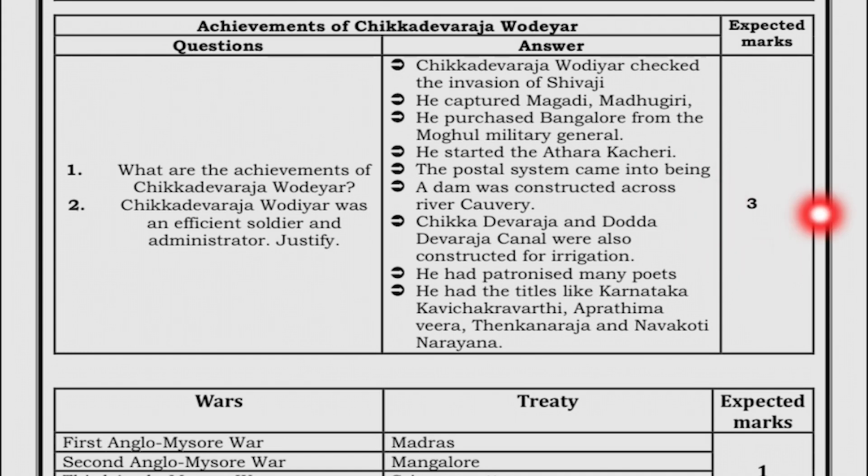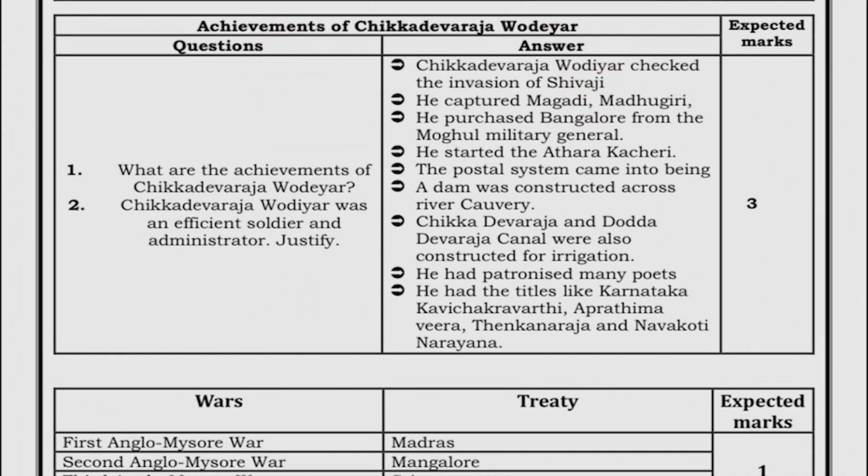Next is a 3-mark expected question. Achievements of Chikkadevaraja Odayar. What are the achievements of Chikkadevaraja Odayar? Chikkadevaraja Odayar was an efficient soldier and administrator. Justify. So which are the keywords you have to keep in mind when Chikkadevaraja Odayar's achievements have to be discussed?